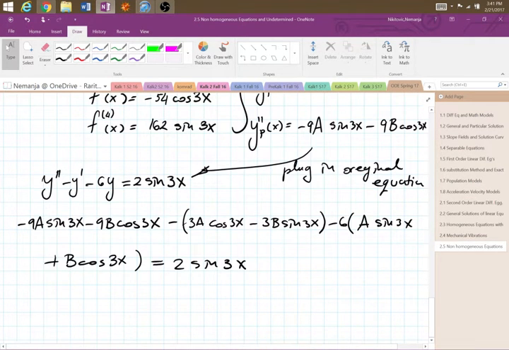Again, collect all of these guys in a pile, all the sines together, all the cosines together, because they all have just different coefficients in front, but they all have the same function part, sine 3x or cosine 3x. So now distribute the negative 6. I'll write it out again.